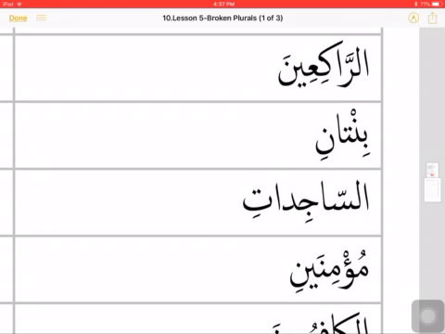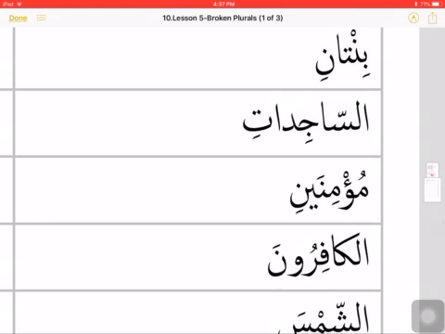Ar-raki'ina, does it have an ending? Yes, it does. Ina. Ina ending, jama, mudhakkar, salim. This is a mudhakkar word, it's a jama word. Bintani, does it have an ending? Ani. Ani was an indicator of musanna. So this is mu'annath, bint is girl, so it's a mu'annath word, and its adad is 2, musanna, dual.